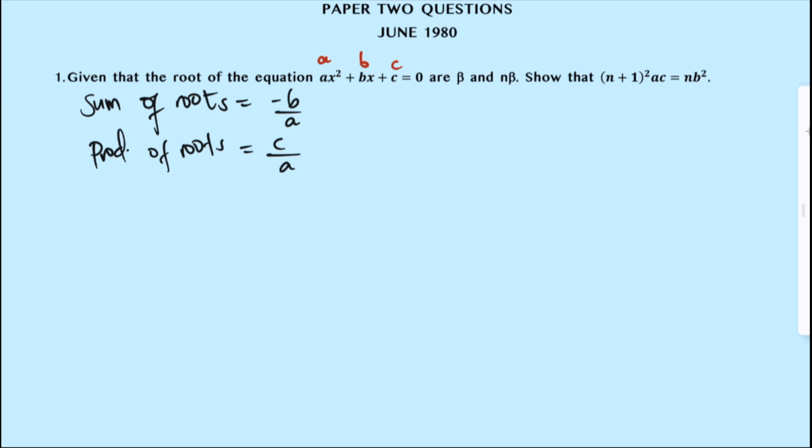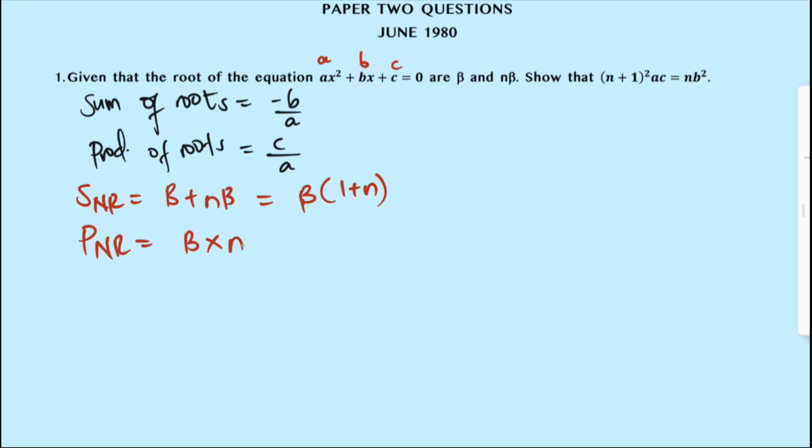Okay, so the roots, which are n beta and beta, would also have their own sum of new roots, let's just call it that way, which will be beta plus n beta, and if I resolve this, I'll have beta into 1 plus n. And then we have the product of new roots, which would be beta times n beta, which will be equal to n beta squared. So now we're just going to equate equivalent terms.